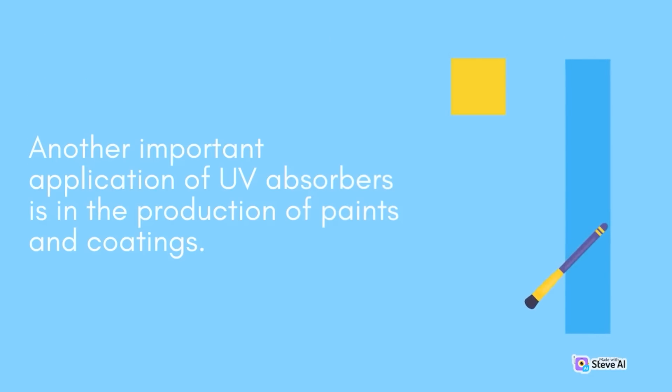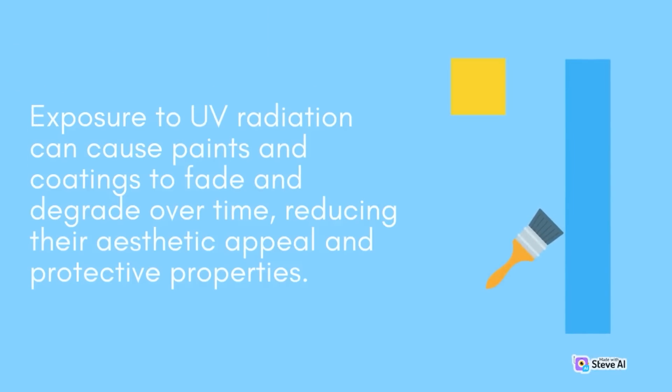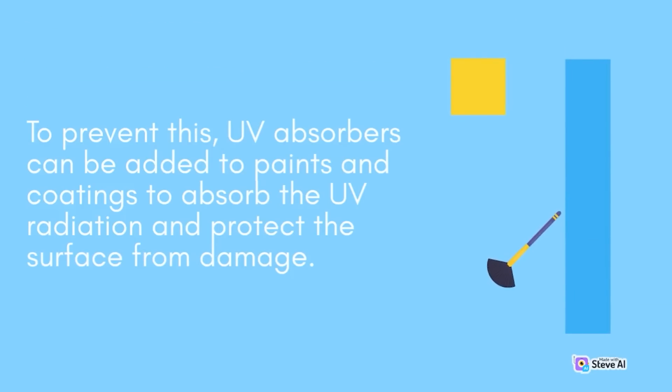Another important application of UV absorbers is in the production of paints and coatings. Exposure to UV radiation can cause paints and coatings to fade and degrade over time, reducing their aesthetic appeal and protective properties. To prevent this, UV absorbers can be added to paints and coatings to absorb the UV radiation and protect the surface from damage.